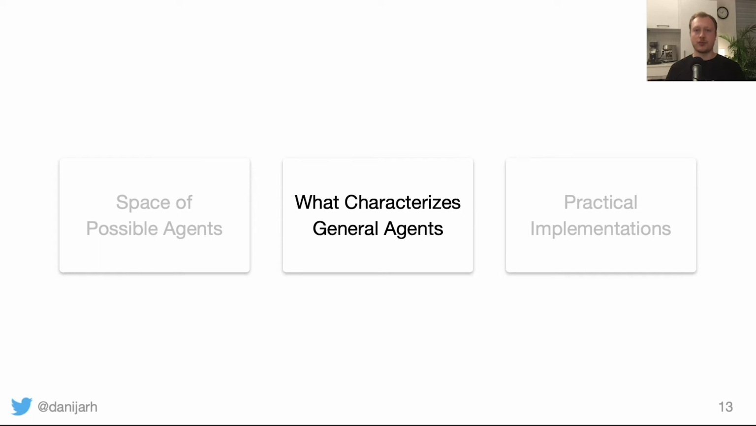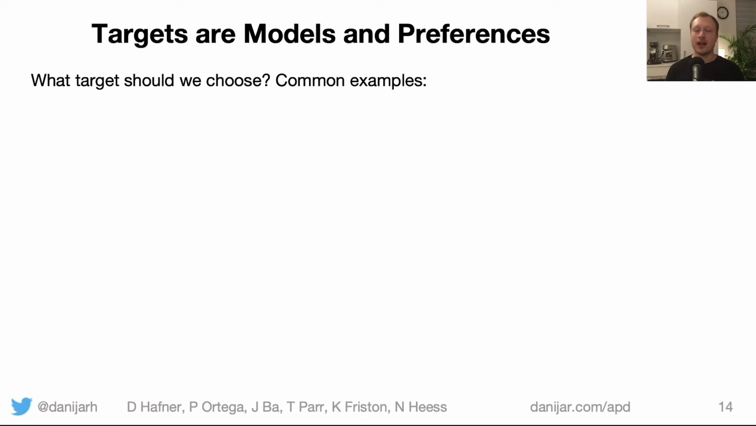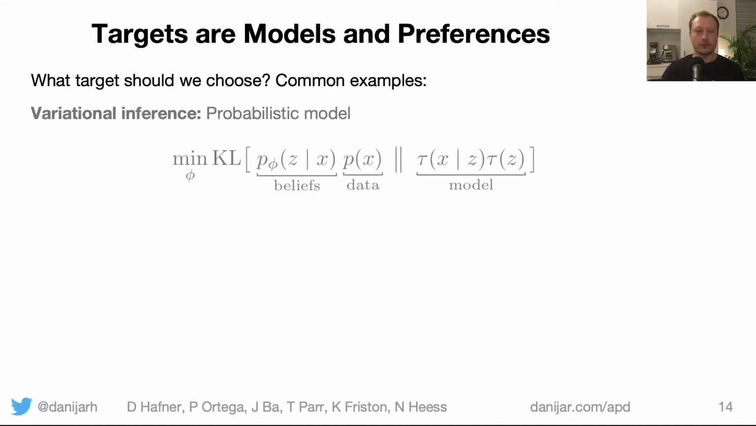Let's see which target distributions correspond to general agents. Every agent has a target distribution, but which target distribution should we choose? Let's look at some examples. In variational inference, we're trying to minimize a KL divergence to bring a belief distribution or distribution over representations closer towards a probabilistic model. An example of this is a variational autoencoder that has a prior over codes tau of z and a decoder tau of x given z.